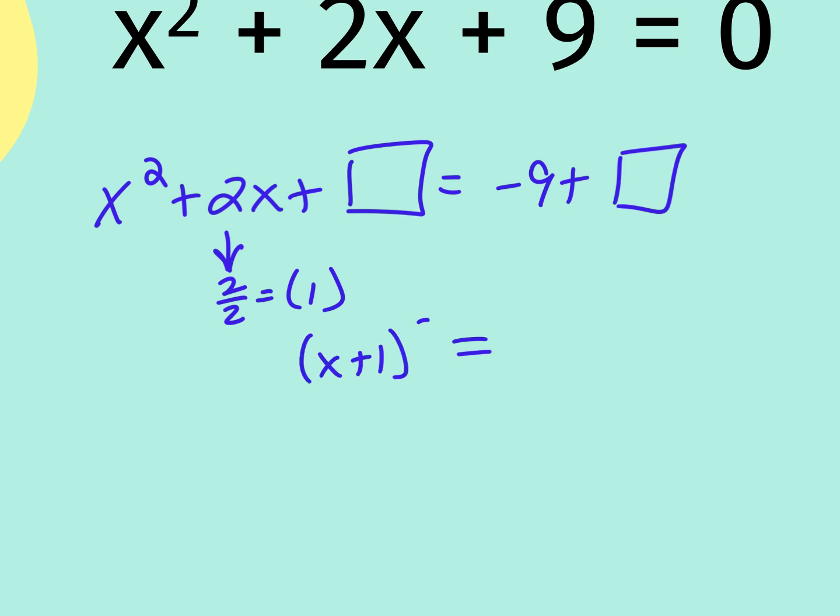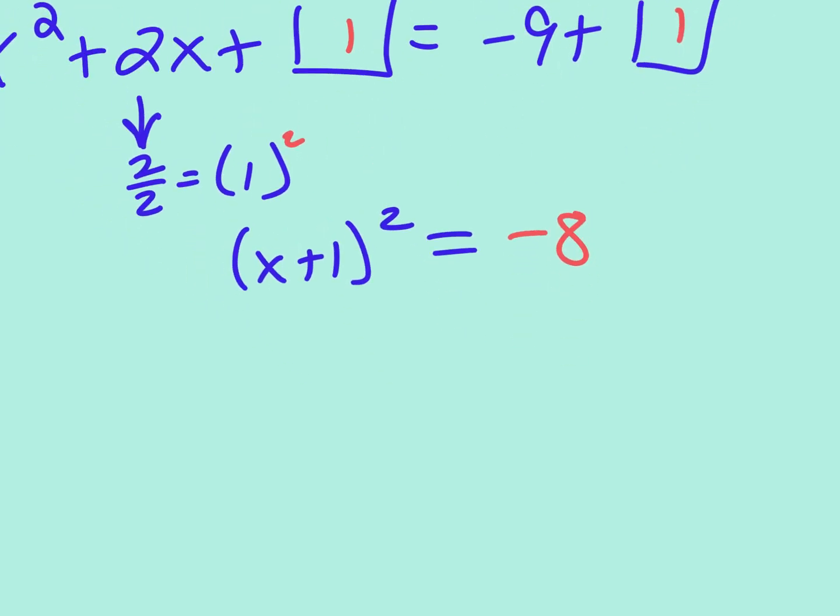x plus 1, quantity squared. Good. And then how do I figure out what goes in each of those boxes? You square this. So 1 here and 1 here. Negative 9 plus 1 is negative 8.